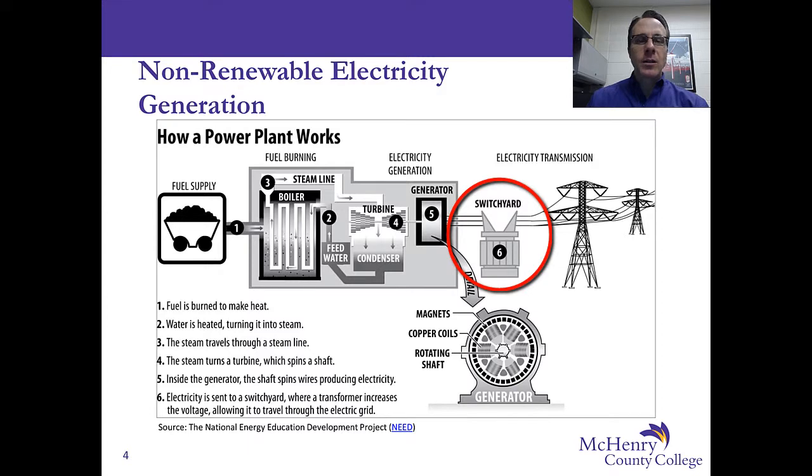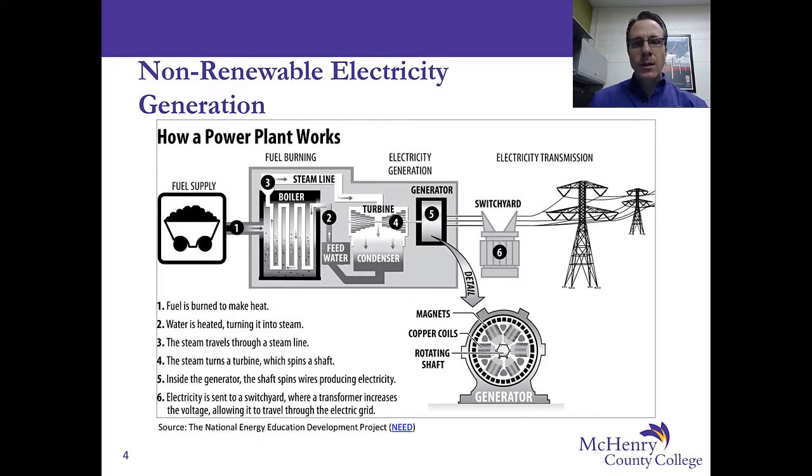That is, it's increased. The reason for that is that oftentimes power plants need to send their electricity over many, many miles, sometimes hundreds and hundreds of miles. And the best way to do this is with high voltage, because that eliminates some of these things called line losses. So the switchyard is where that increase in voltage happens, and then from there it's sent to consumers.